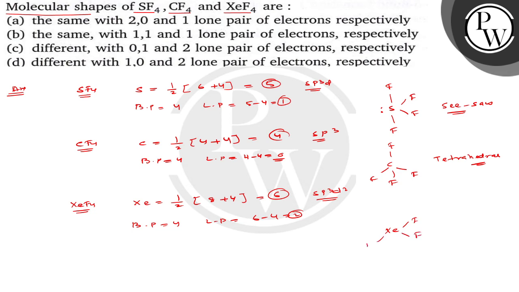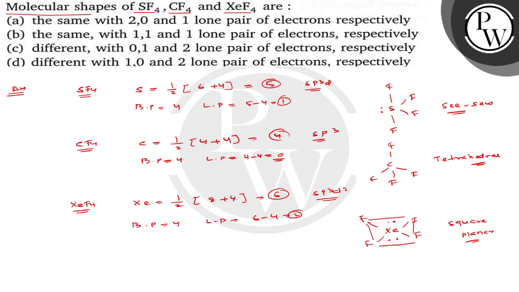ठीक है, it has a shape of square planar where this position is acquired by the lone pair. ठीक है, so in this case the shape is square planar and the regular geometry is your octahedral geometry. ठीक है, so बच्चों यहाँ पे in all these cases the molecular shape is different. Okay, and the lone pair of electrons around the central atom is 1, 0 and 2 respectively.